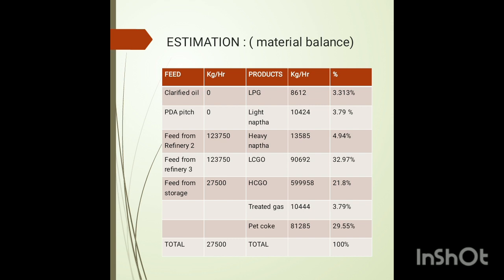This is the estimation of the feed alongside the product. As you see, the feed here is clarified oil and PDA pitch, feed from three refinery columns. We get the main products like LPG, light naphtha, heavy naphtha, light coker gas oil, and heavy coker gas oil, so as to balance the product output.